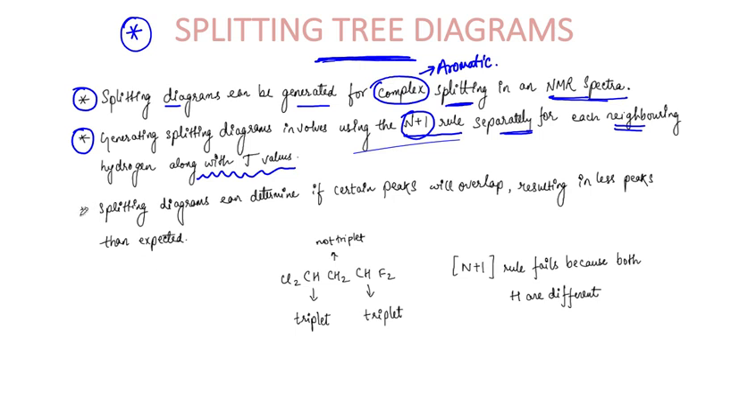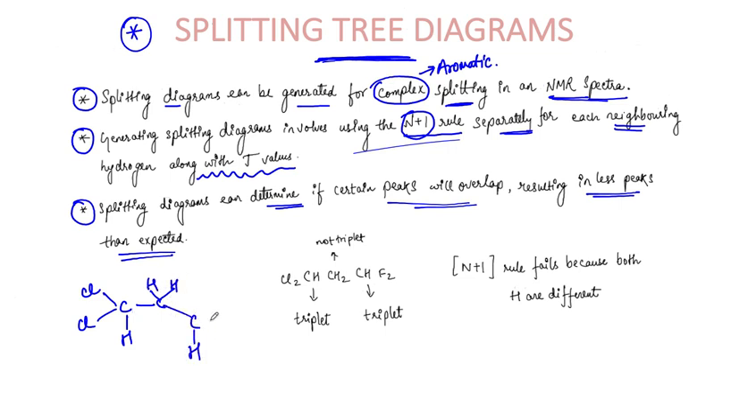How is that going to be? Let's see. A splitting diagram can determine if certain peaks will overlap, resulting in fewer peaks than expected. Let's consider this example. Let's say we have this molecule. You don't need to consider the stereochemistry. Now tell me, guys, are these two protons going to be different from each other? Definitely. So we are not going to see a triplet. These two protons are different from each other. Why?